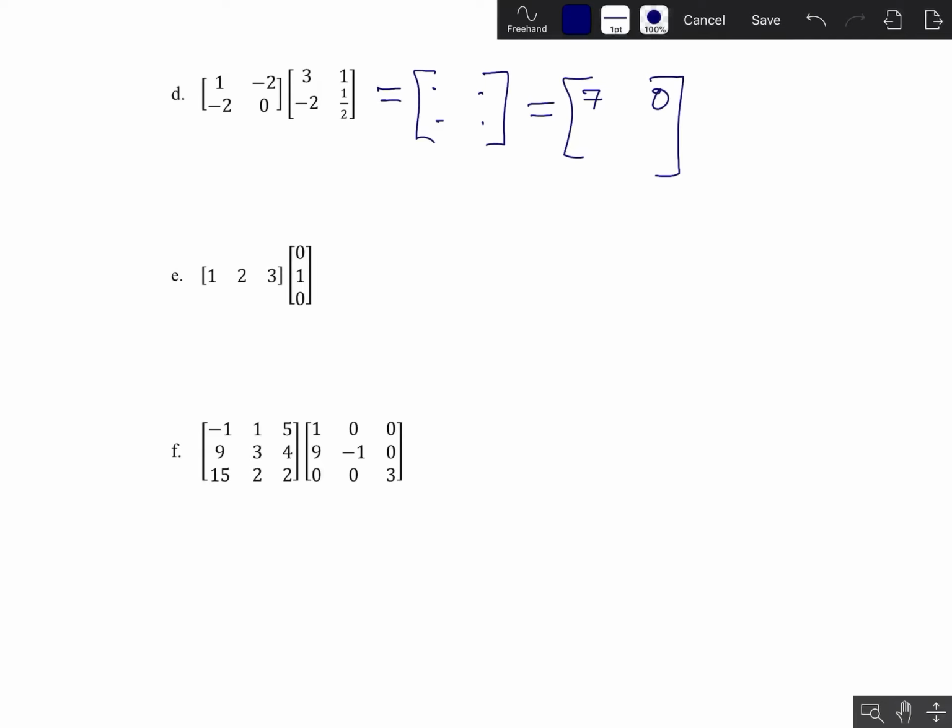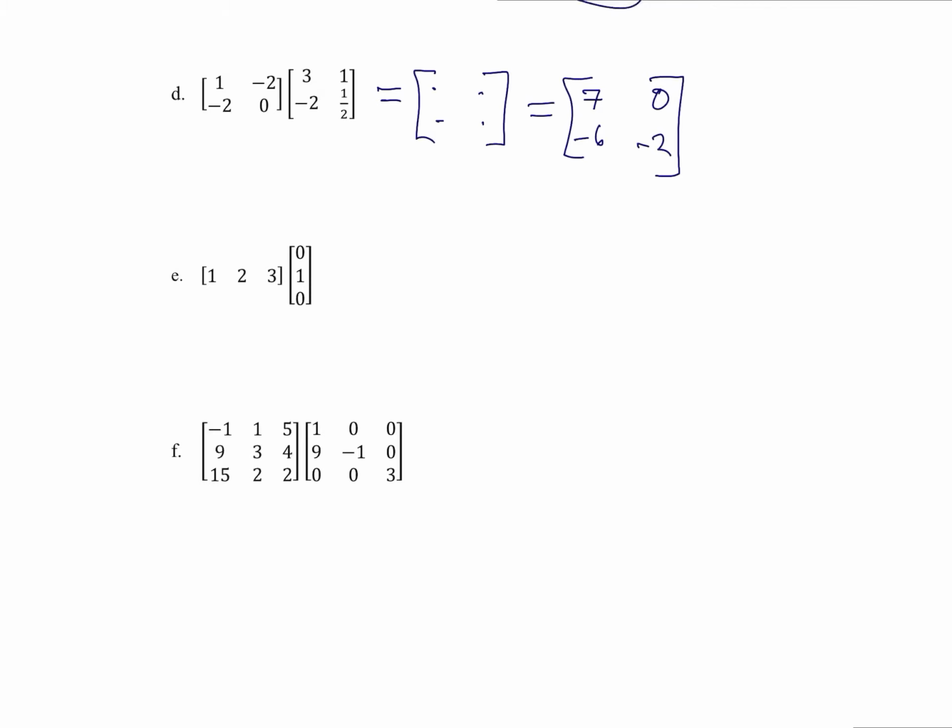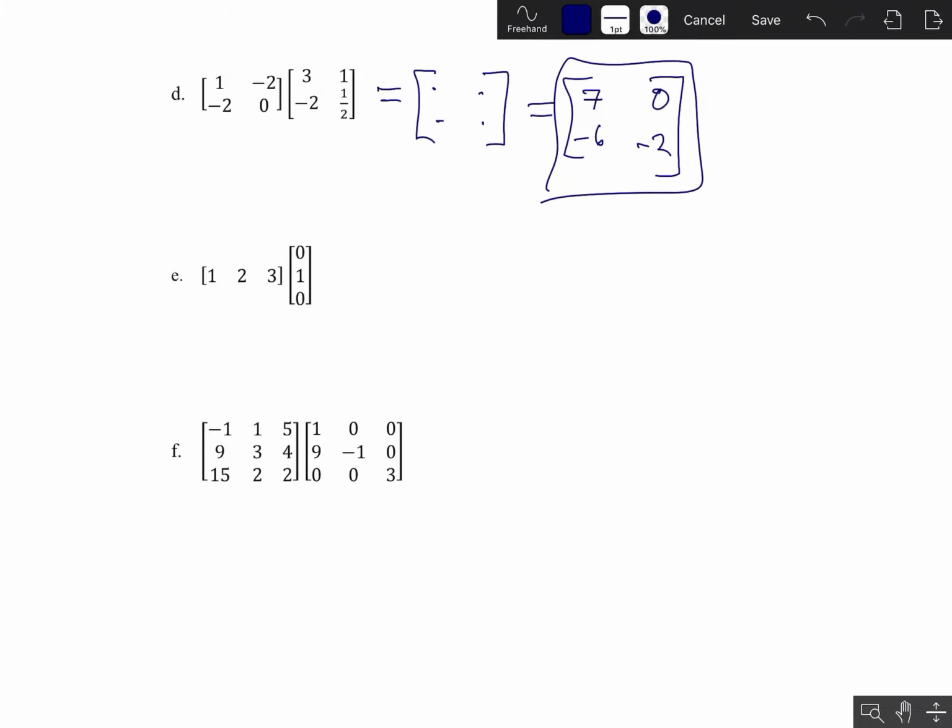Next, we'll move on to the second row. If I want to compute the entry in the second row, first column, I'll multiply the second row by the first column. That should give me a -6 altogether. And then if I multiplied the second row by the second column, that should give me a -2 altogether. So this is the resulting product.